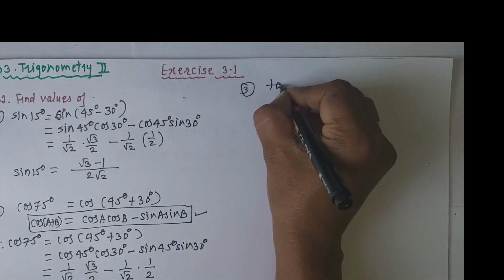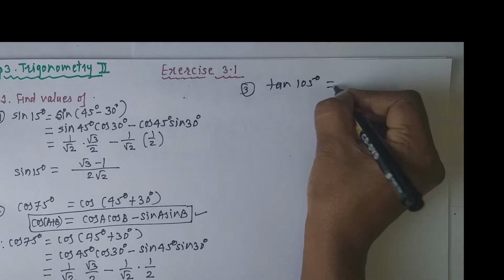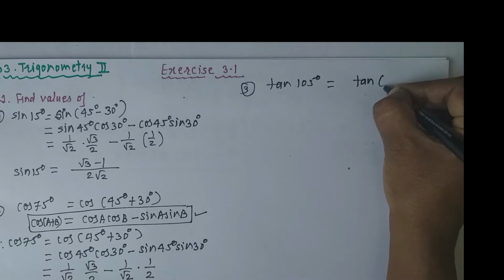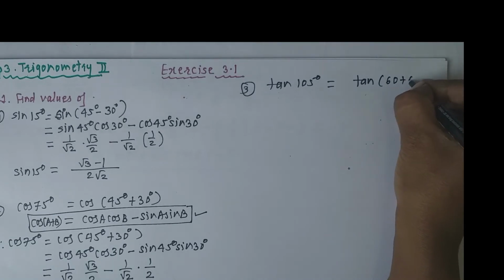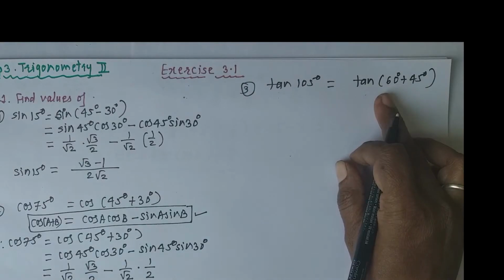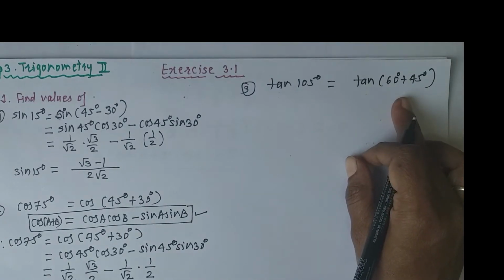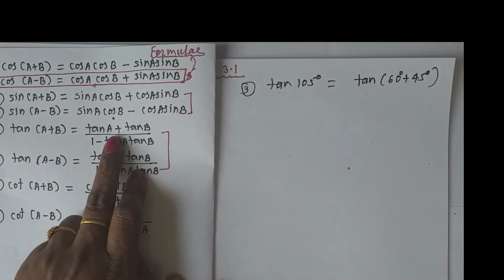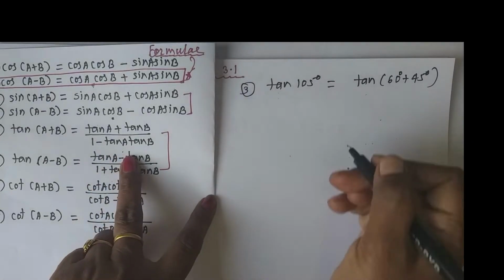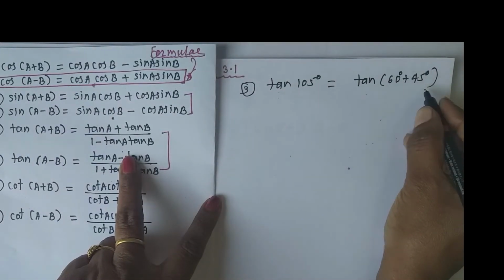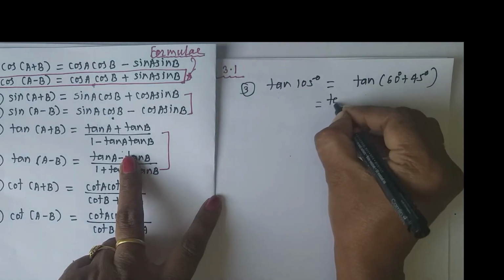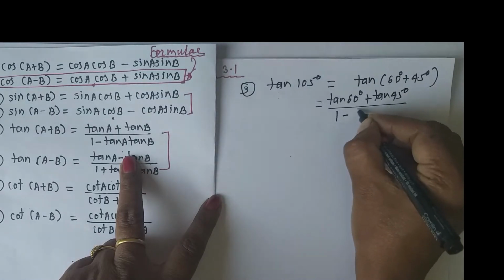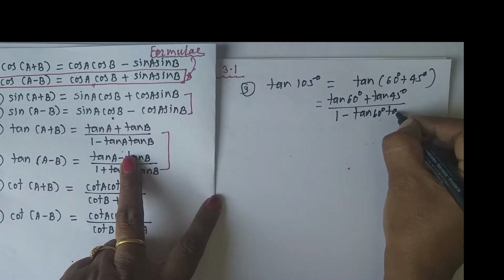Now third, find value of tan 105 degrees. See, this angle 105 degree can be split as 60 plus 45 degree. Now here we have to use the formula of tan A plus B. Now what is the formula for tan A plus B? See, the formula for tan A plus B is tan A plus tan B divided by 1 minus tan A tan B. Okay. Now here A is 60 degree and B is 45 degree. You write down tan A, that is 60 degree, tan B, that is 45 degree, 1 minus tan A tan B means tan 60, tan 45 degree.